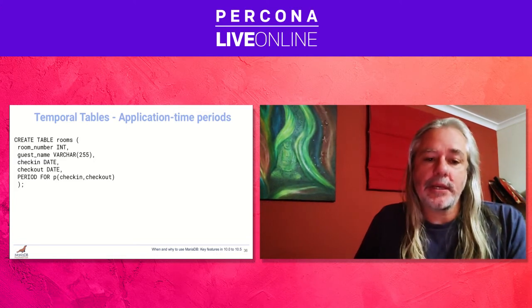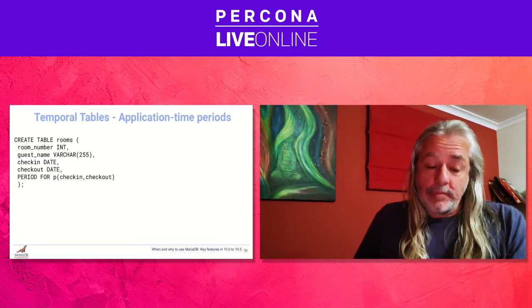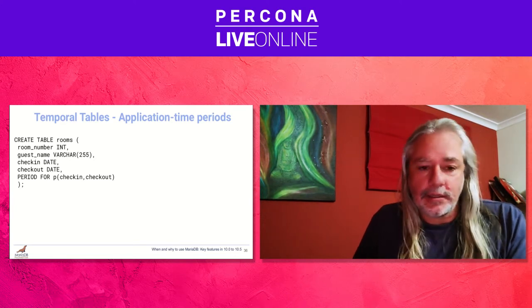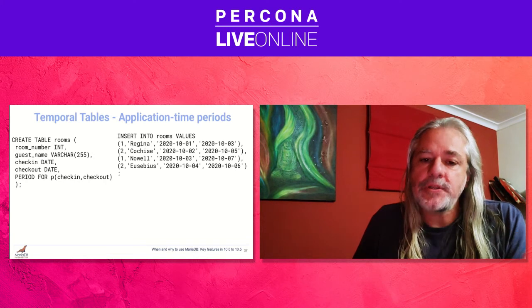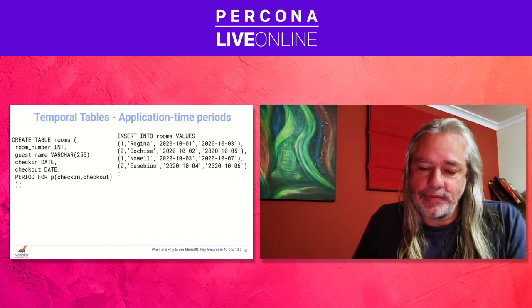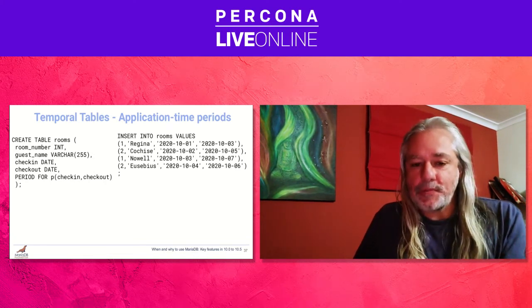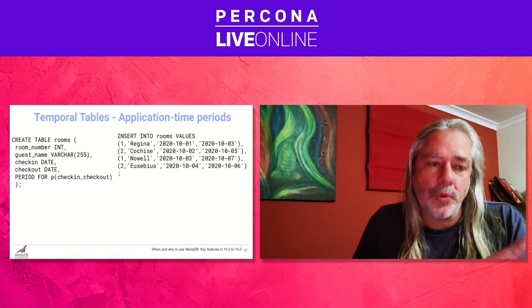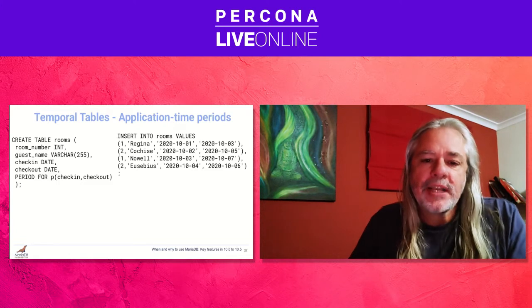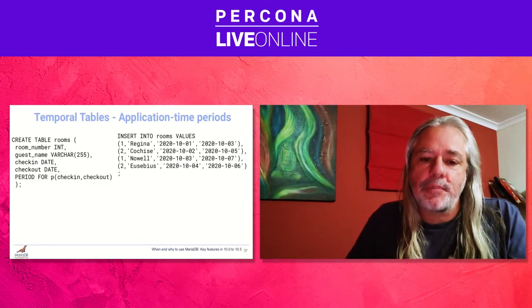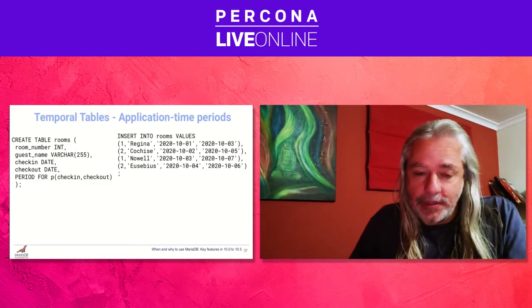So again, check-in date will automatically be before check-out date. That's a given constraint. Now assume you want to insert this set of data here. You've got room 1, and this is also making the assumption that one guest has one booking for one room at a time. So you can't have multiple bookings for a particular room. That's an assumption I'm making.